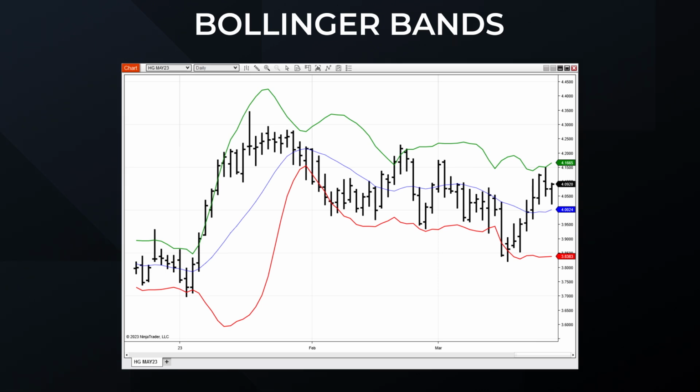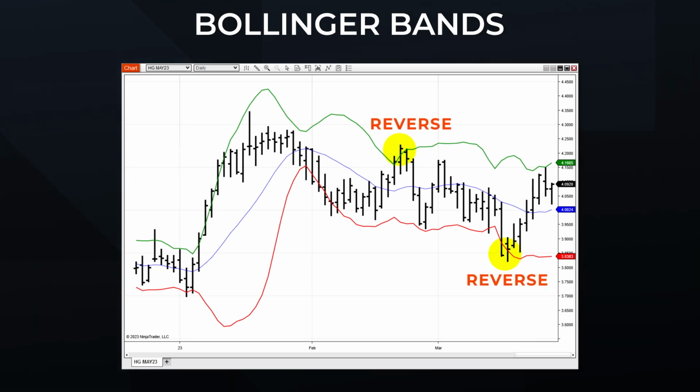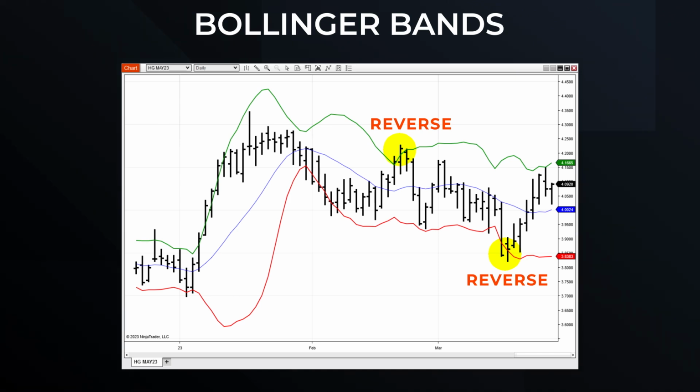When prices first hit and cross above the upper Bollinger resistance band, traders will watch for prices to reverse and cross back under the upper band for confirmation of the reversal.